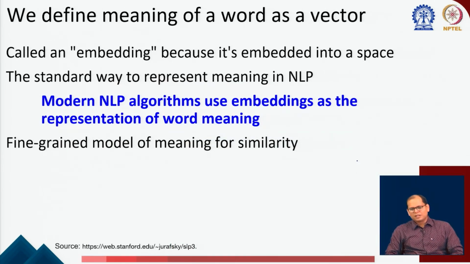Okay. So, what will we do finally? The meaning of a word is nothing but this vector, and that will encode the similarity notion between words. And this is called an embedding because you are embedding the word into a space. And that has become the standard way of representing meaning in NLP. You would see all modern NLP algorithms use embeddings as the representation of word meaning, and this captures a very fine-grained model of meaning for similarity.